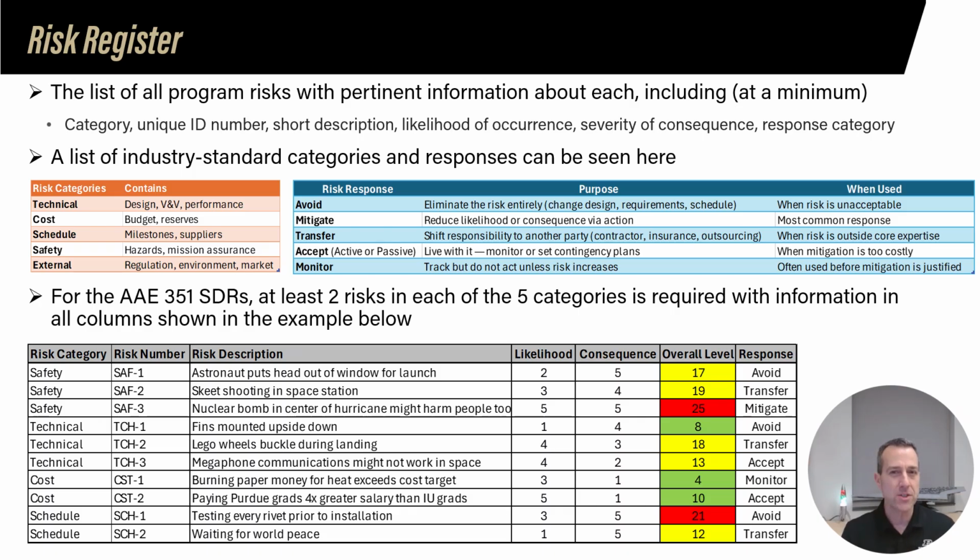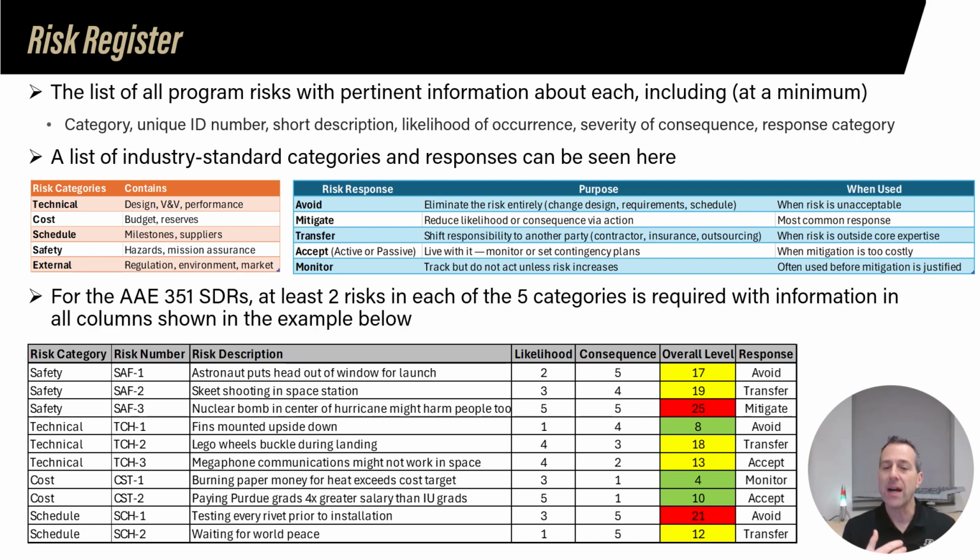You can have more information about risks as well, but that's kind of the minimum. With regard to those categories, I've included a list of the 5 categories here that are most typical. There are additional categories that could be used, but these are kind of most typical.